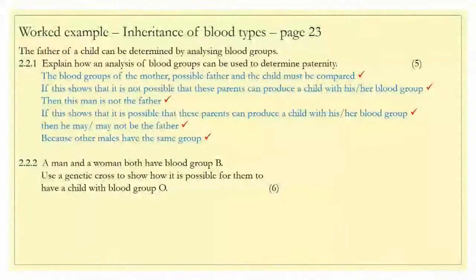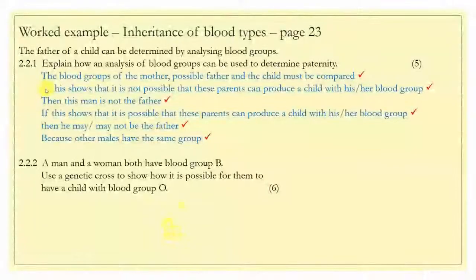So if we go to page 23 of our booklets as well, we would see the worked examples on inheritance of blood types. Going back. Okay. And I'm quickly going to go through this. So inheritance of blood type, it says explain how analysis of blood groups can be used to determine paternity.